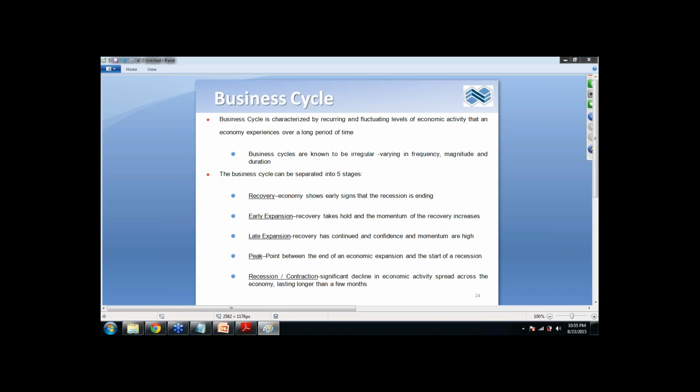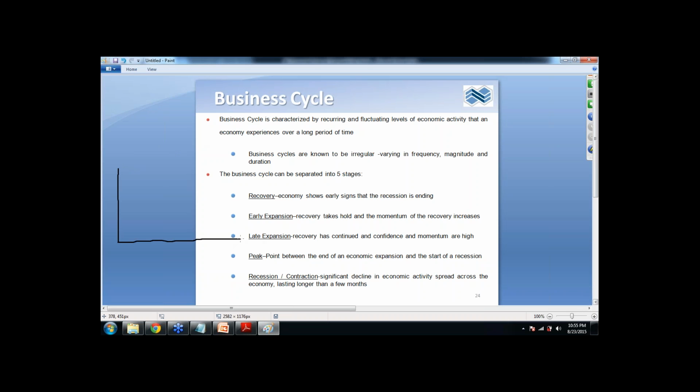Similarly, in any kind of business organization, you can see a certain kind of cycle, meaning certain stages of the business that you could observe in the organization. So you see here, first of all, we have the recovery, early expansion, late expansion, peak, and then we have the recession and then the contraction. So participants, we have the business cycles over here.